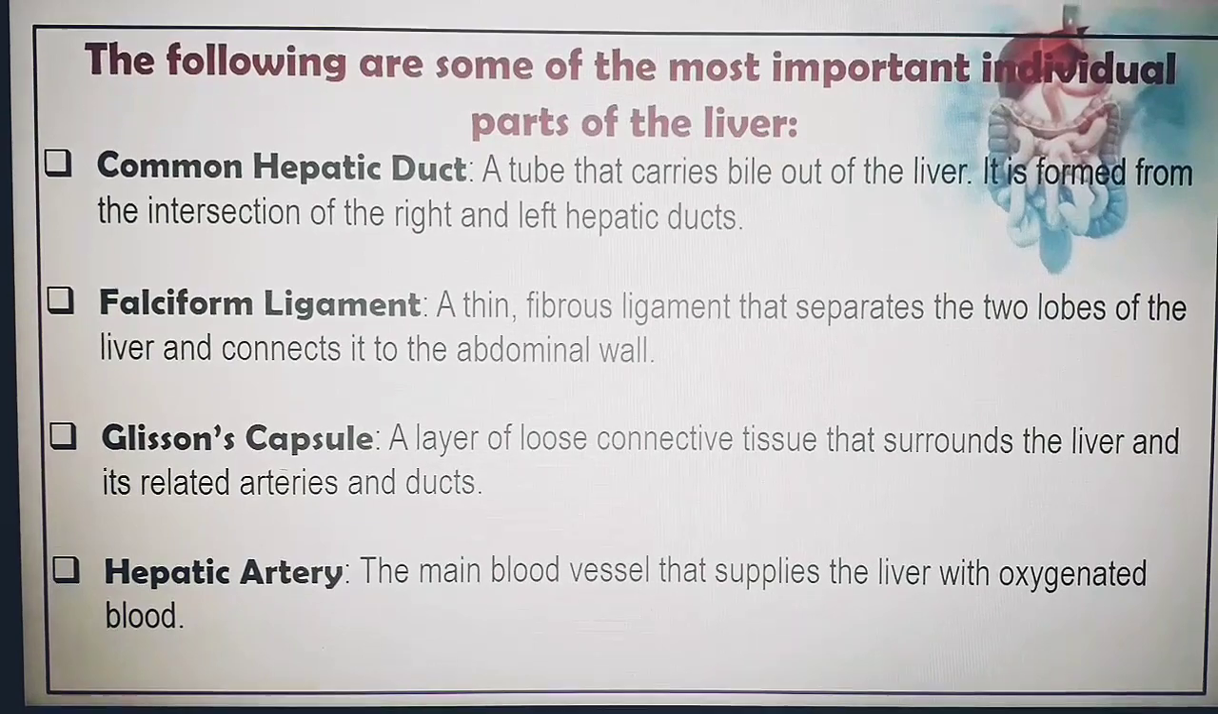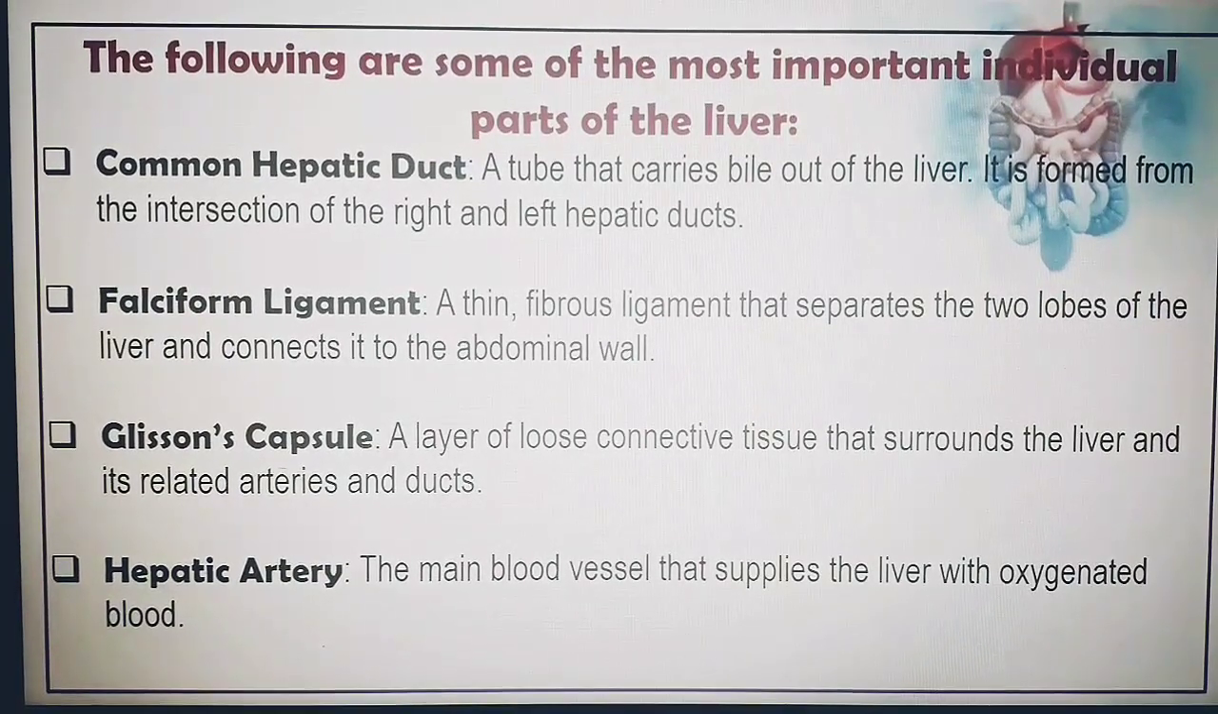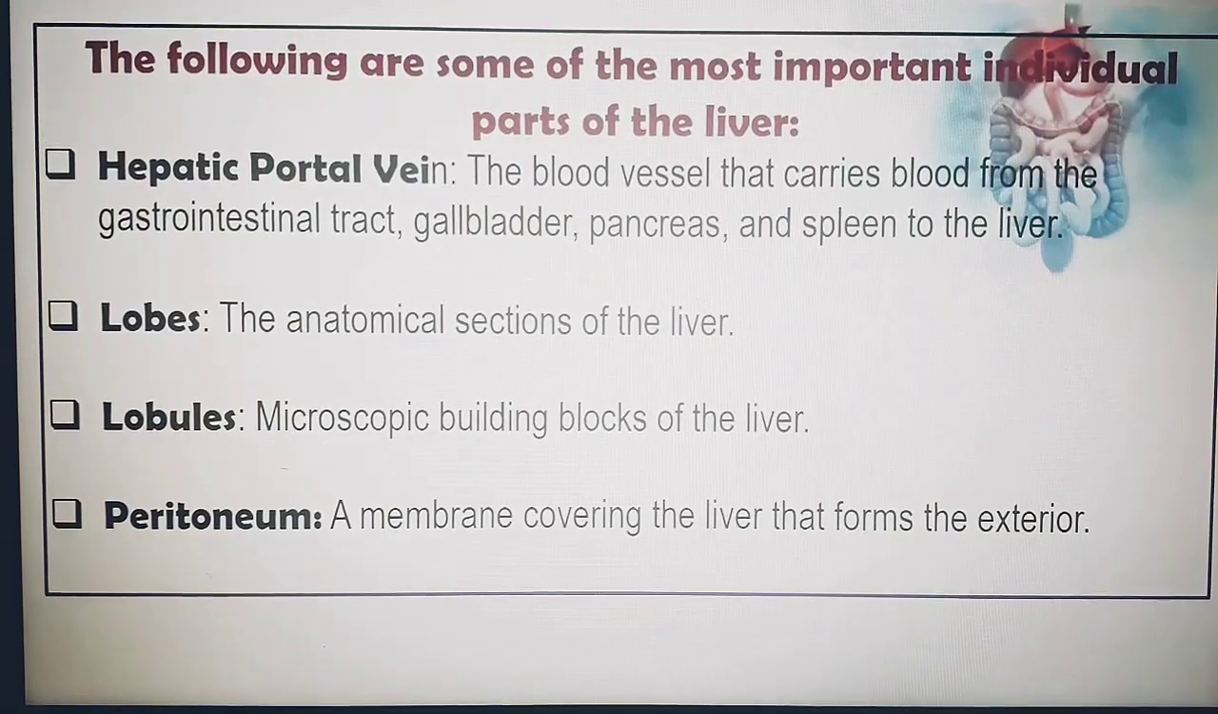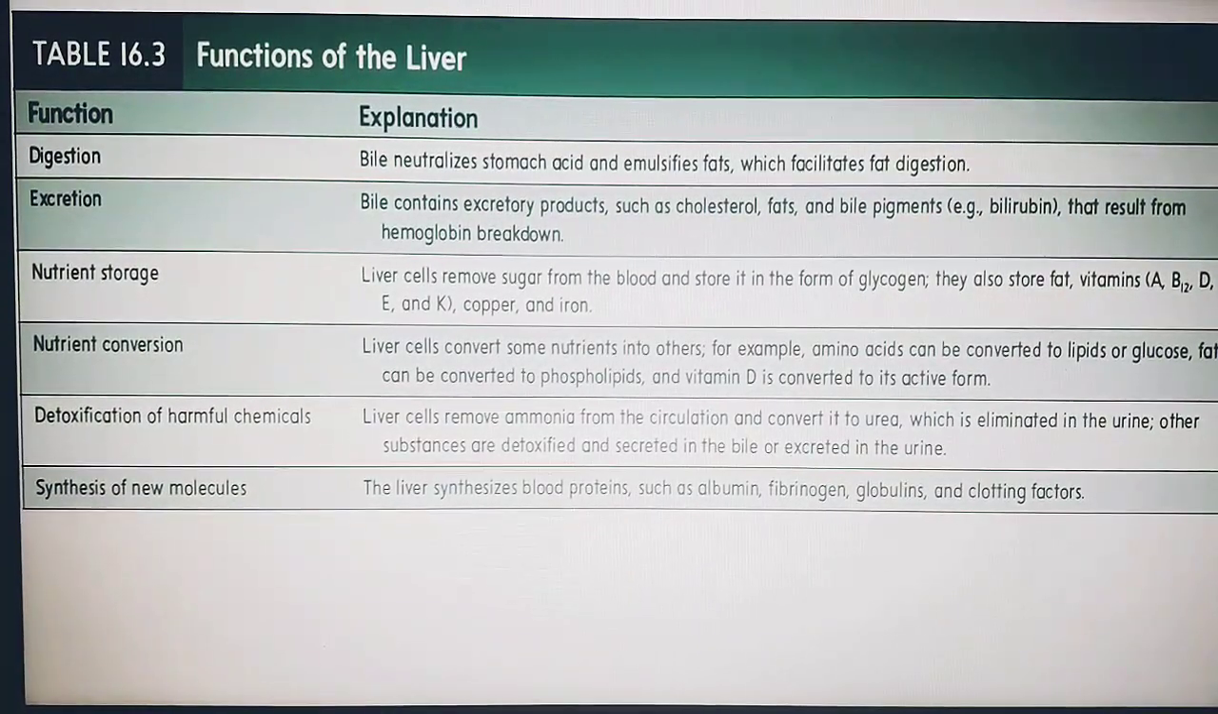Okay, so here are some of the most important individual parts of your liver. We have your common hepatic duct, your falciform ligament, Glisson's capsule, your hepatic artery, hepatic portal vein, your lobes, lobules, and your peritoneum. So this table, I think, is found in your book, so you may read through it and understand the different functions of your liver.